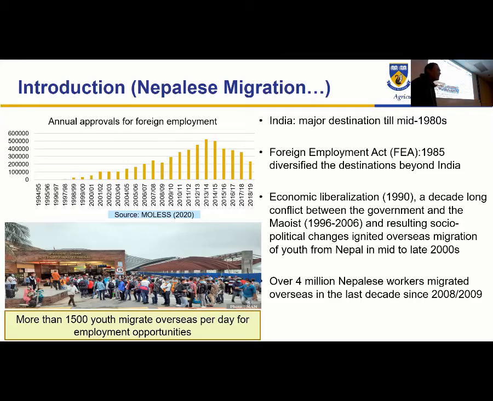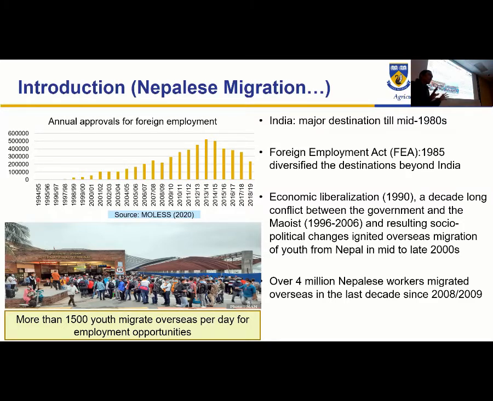Until the mid-1980s, India was the major destination for Nepalese people for employment opportunities. But in 1985, the government of Nepal endorsed the Foreign Employment Act, and that diversified the destination countries beyond India. And in 1990, with the people's movement, democracy was restored, and it came up with economic liberalized policies.